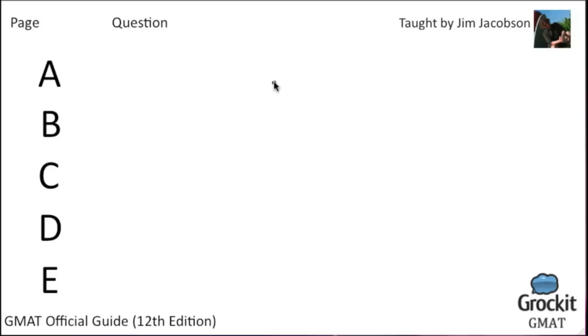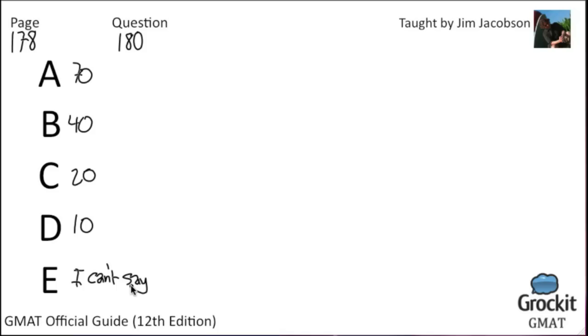On to 178, number 180. So we have 70, 40, 20, 10, and I can't say. Same sort of thing, we're testing some concepts and some math. Again, be very, very careful whenever you see one of these where it says it cannot be determined from the information given. It doesn't mean that that's the answer, of course, but know that there may be some kind of trick, some sort of thing they're testing about solvability in general.